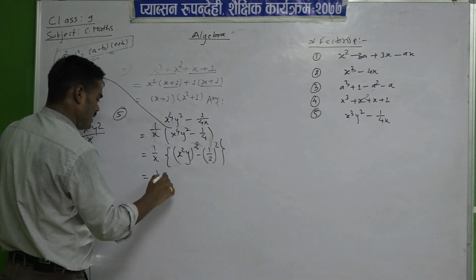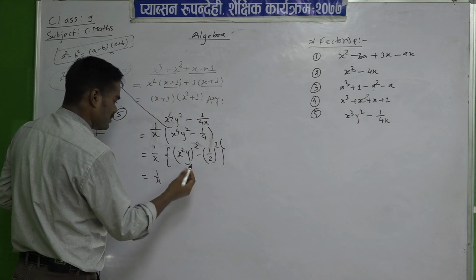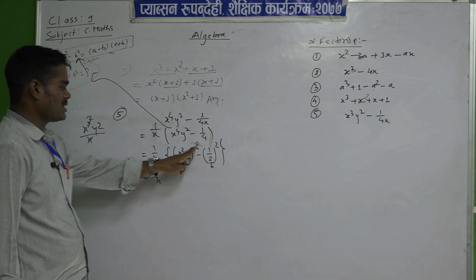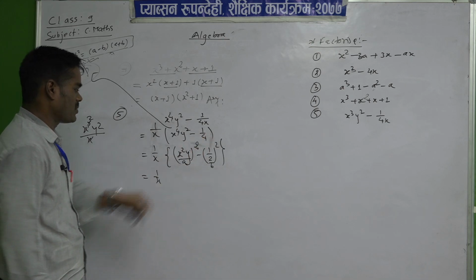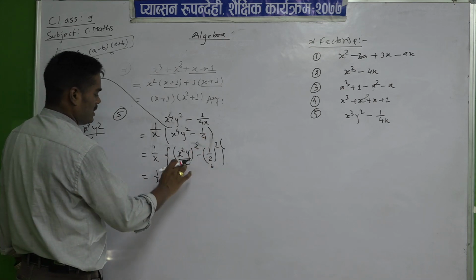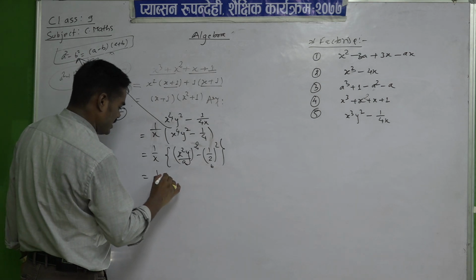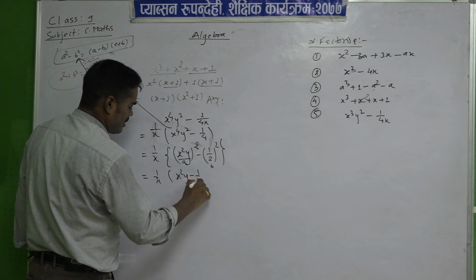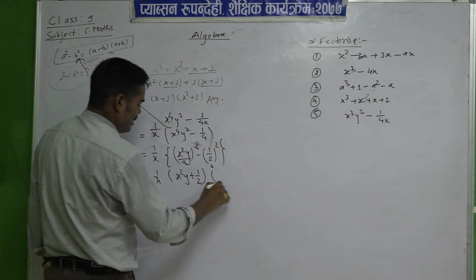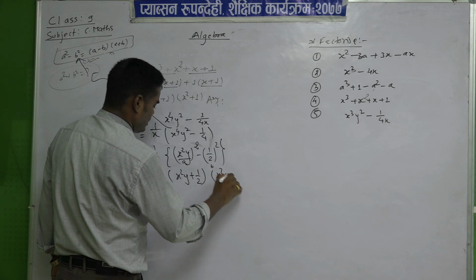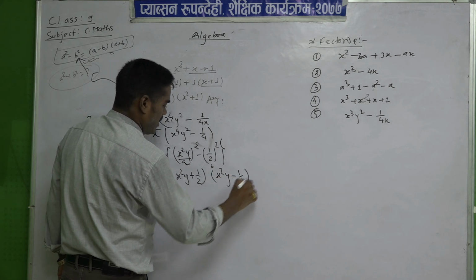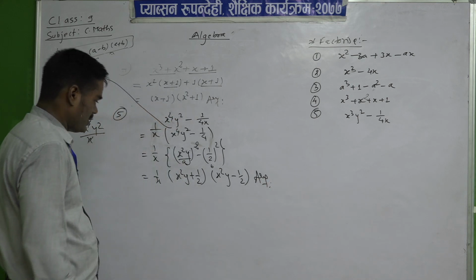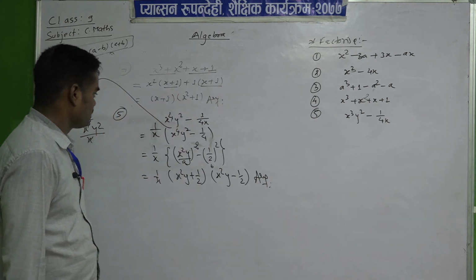Here 1 by x is already given, and then this total became a and this total became b. So a square minus b square means what? a plus b, a minus b. So here a plus b, a minus b. This is the answer. Like this you have to factorize.